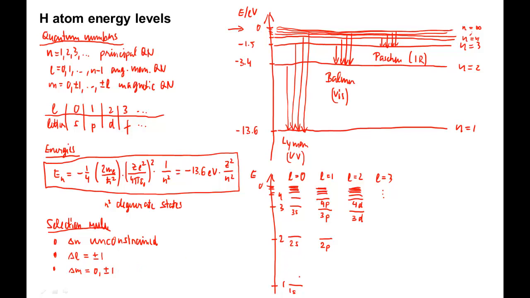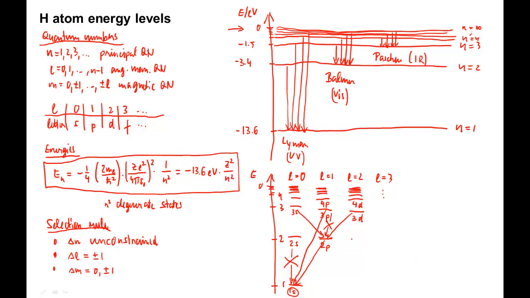So transitions to the 1s ground state are possible only from the 2p excited states or from the 3p excited states, but they're forbidden from the 2s excited states. Similarly, to get to the 2p states, we can get there from the 3s states or from the 3d states, but not from the 3p states. These transitions are forbidden.